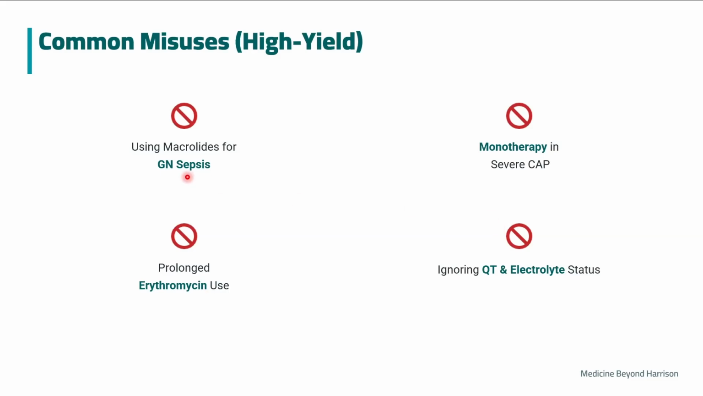Common misuses: avoid using macrolides for gram-negative sepsis. Don't use them as monotherapy in community acquired pneumonia or severe community acquired pneumonia. In case of erythromycin usage, don't use it for more than 3 days; there is no benefit, only tachyphylaxis occurs. Ignoring QT and electrolyte status is a major red flag before using a macrolide antibiotic, so try to avoid that.